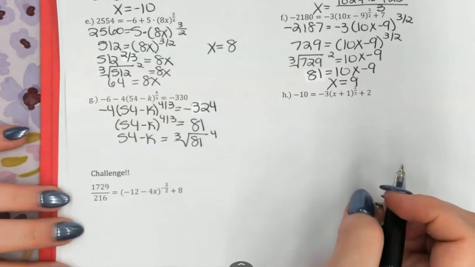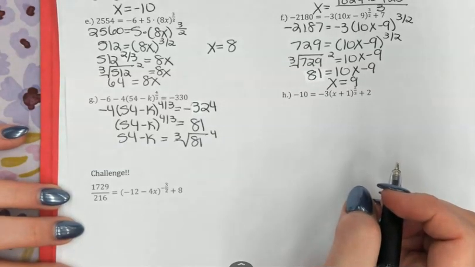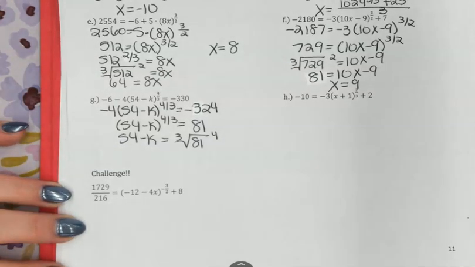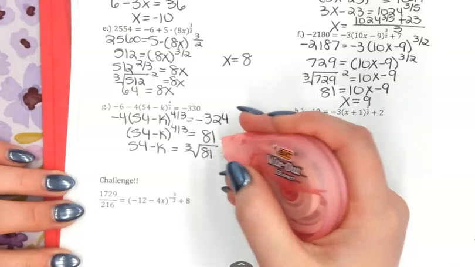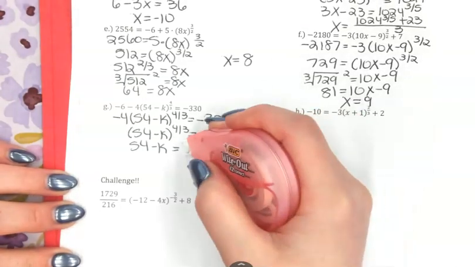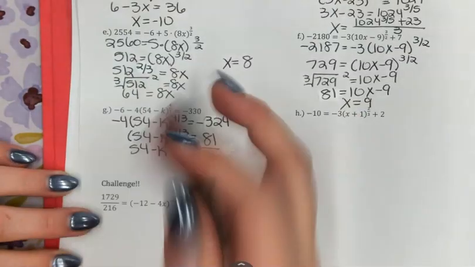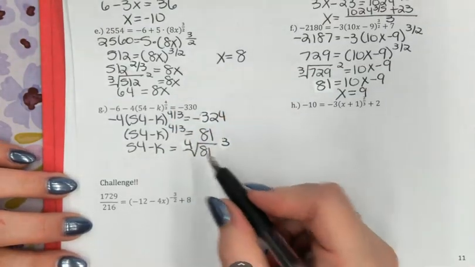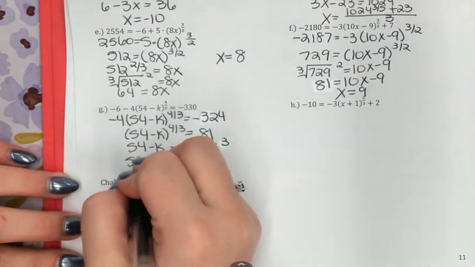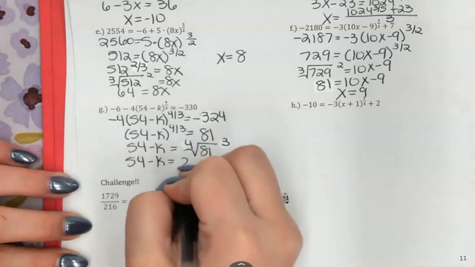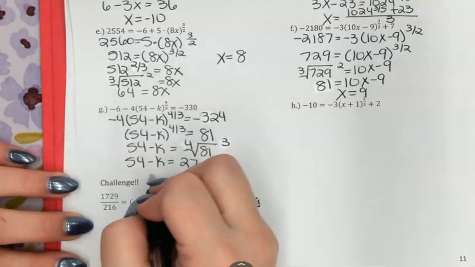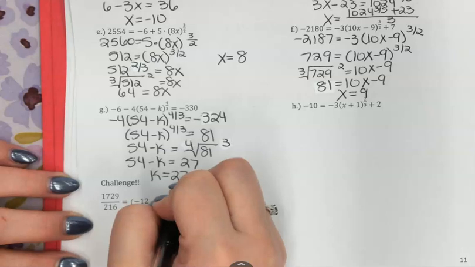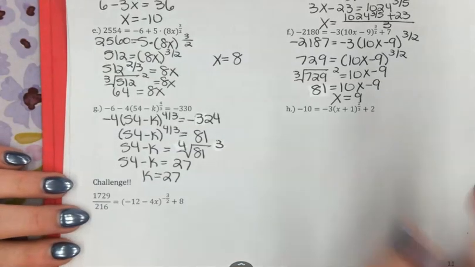Now the cube root of 81 is, my reciprocal is backwards. This is going to be the 4th root of 81 cubed. The 4th root of 81 is 3. 3 cubed is 27. So 54 minus k is going to be equal to 27. Solving further for k, I get that k is 27.